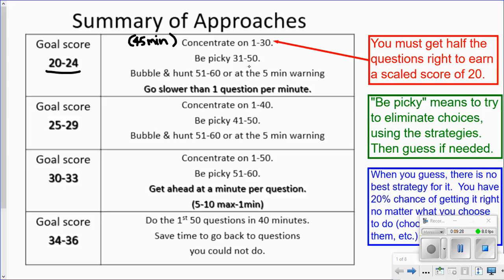Be picky means try to eliminate choices if you don't remember how to do the math, because your best strategy is to remember how to do the math. If you remember how to do the math problem, do it and get the answer and move on.